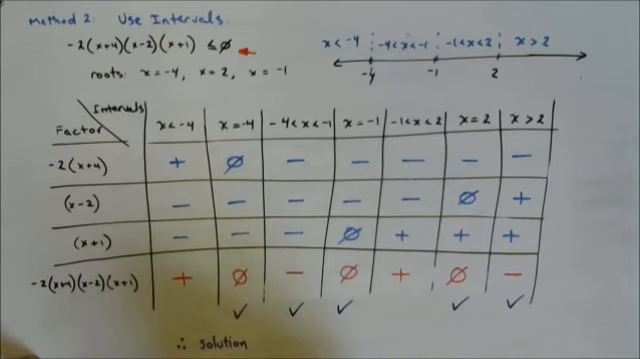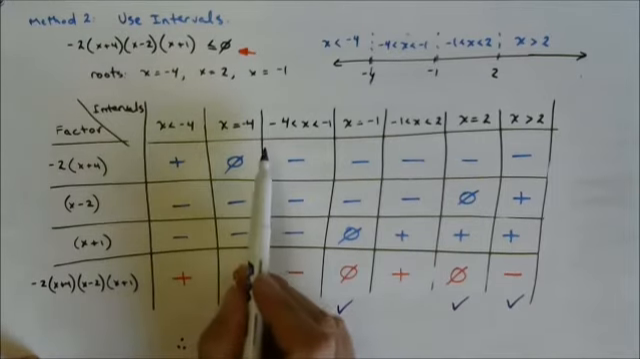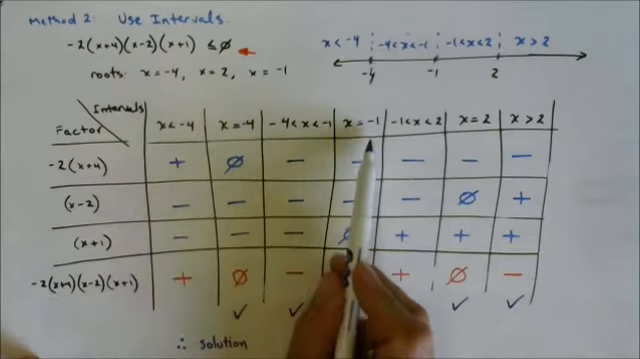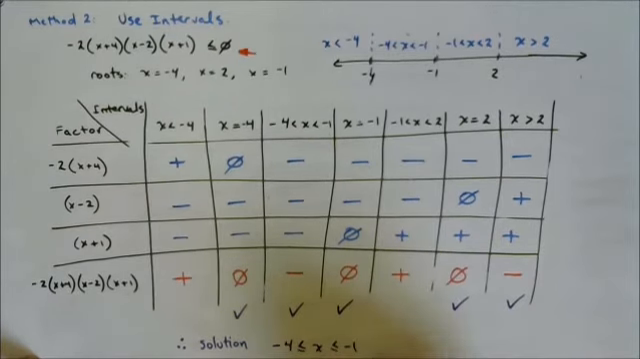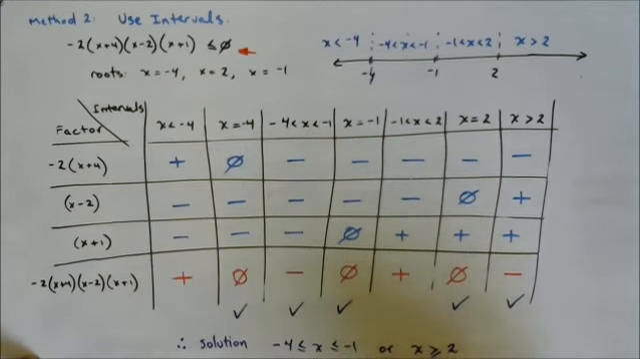So therefore, the solution goes from -4 to -1, and it includes -4 and -1. So we've got x is greater than or equal to -4, but less than or equal to -1. Or the other interval that works for us is x is greater than or equal to +2.